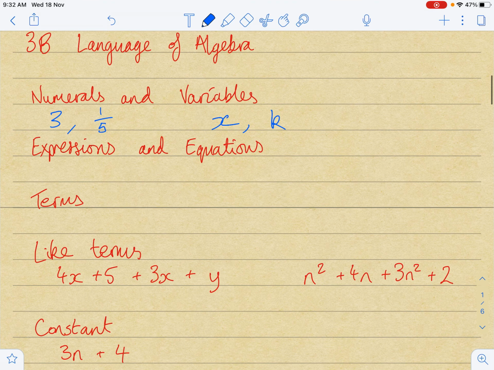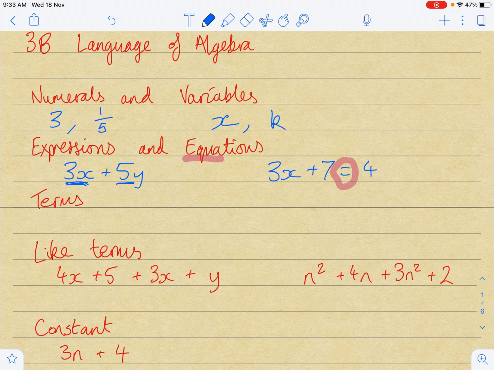Then expressions and equations. Expressions could be something like 3x plus 5y. Equations are things like 3x plus 7 equals 4. The key to this is that equations have an equals sign. Expressions are just a collection of terms, and that brings us on to terms.